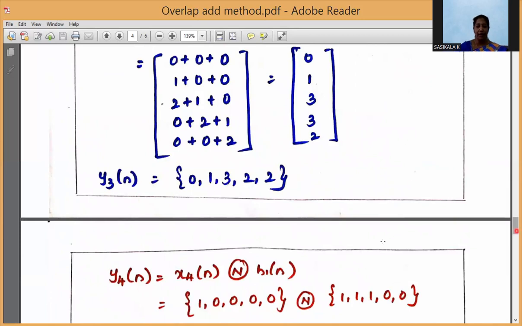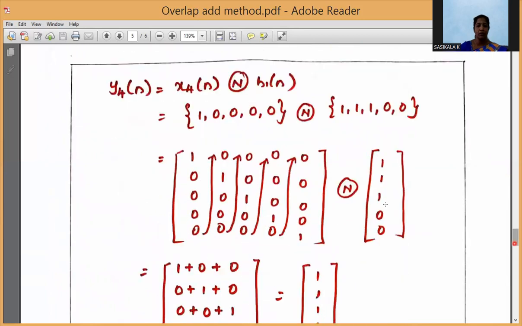And y4 of n. Now y4 of n is equal to x4 of n, circular convolution of h1 of n. That is 1, 0, 0, 0, 0, circular convolution of 1, 1, 1, 0, 0. Now write this in the 5 by 5 matrix. So 1, 0, 0, 0, 0. So this 0 is taken here. So 1 comes here. So 0, 0, 0. Again, this 0 is taken here. So write this 0, write this 1, 0, 0.